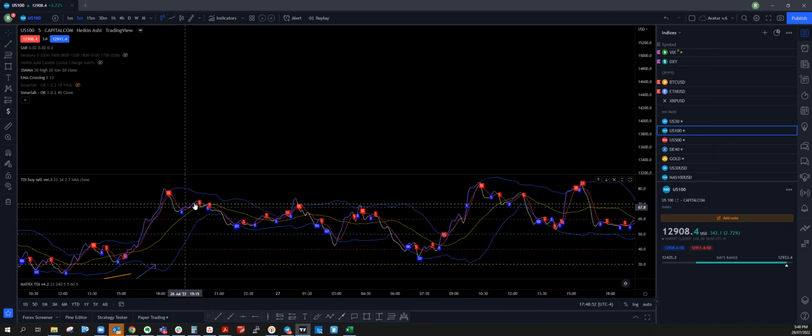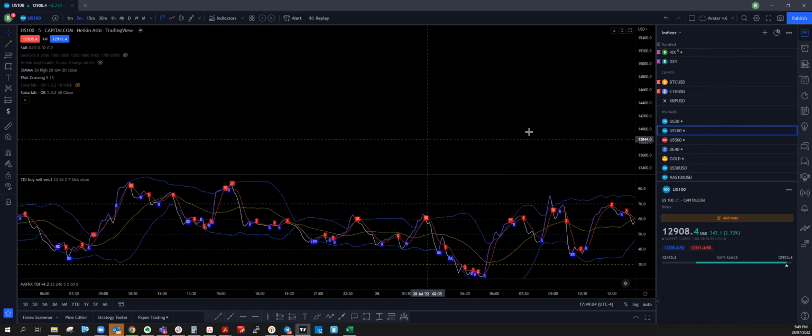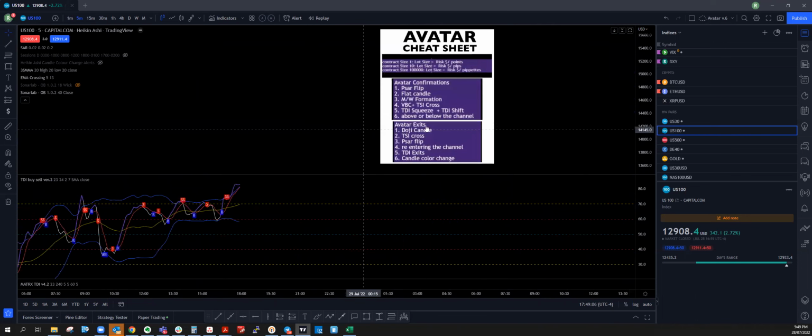But again, unless you see an M formation, that is a bit of a risky play because you're likely going to be playing counter trend. But that is how you identify nice entries for reversals.